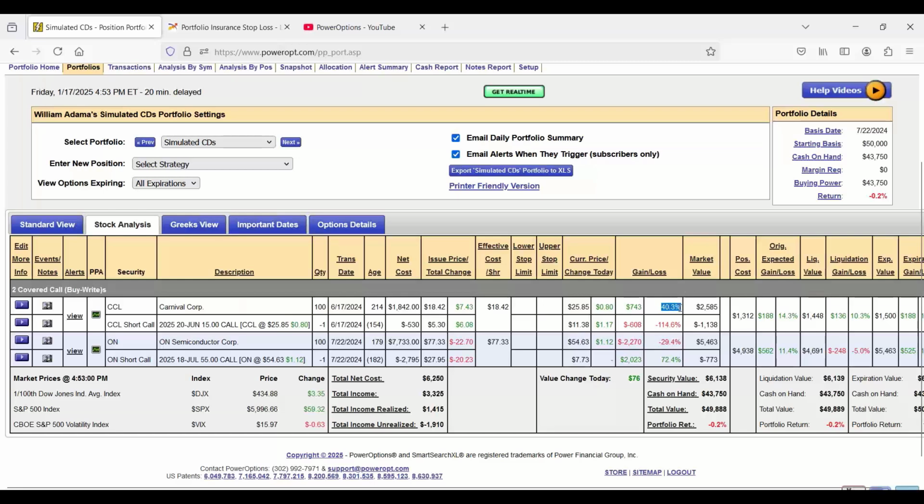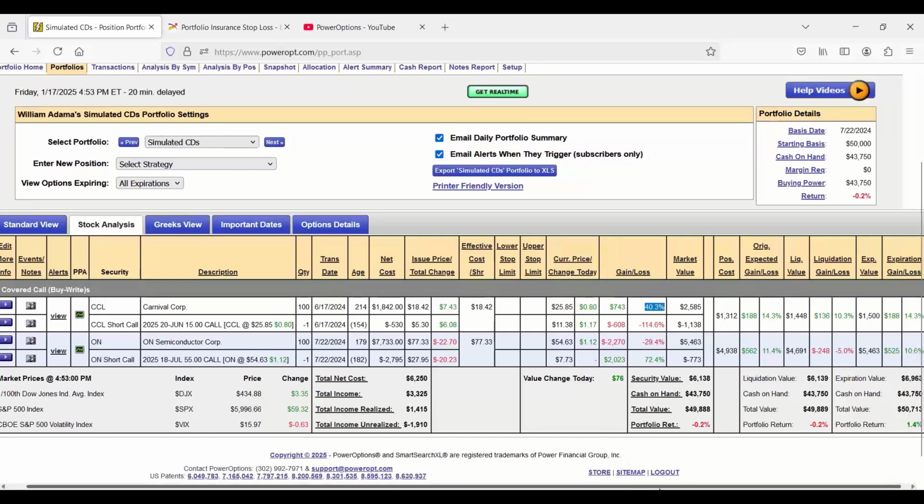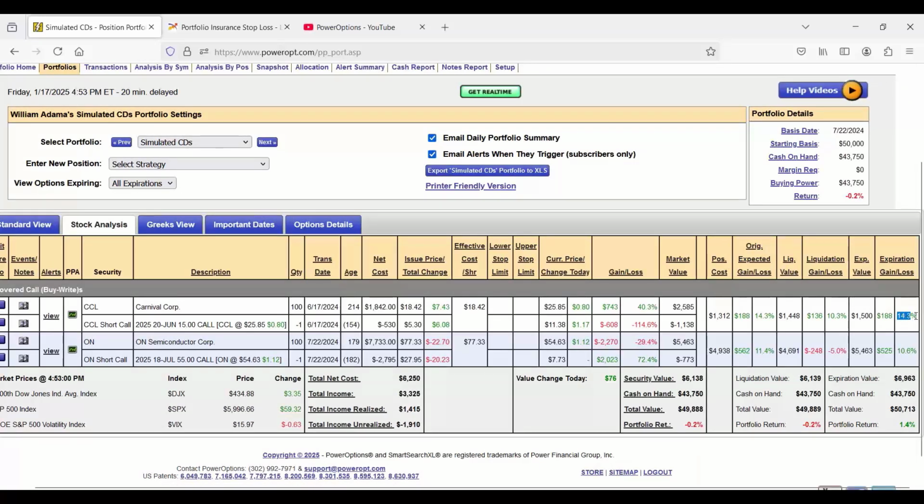Carnival is up 40% from its original purchase price. The original max expected return was 14.3%, and we're pretty much 85% there at a 10.3% liquidation value. If we close the position right now, the call has gone from $5.30, it's doubled in price up to $11.38. But again, we've lost 608 on the call. We've gained 743 on the stock itself. So the profit is only 136, but that's 10.3% of my total cost basis of 1312.